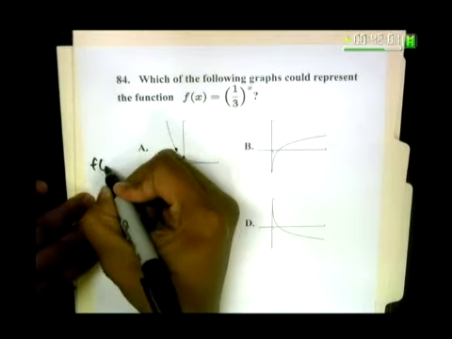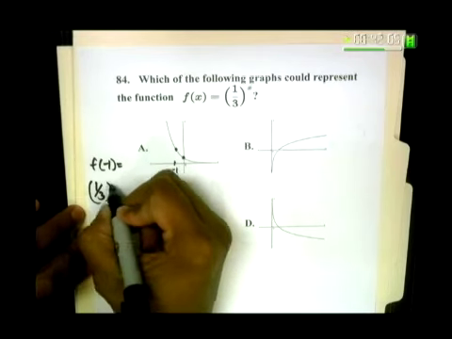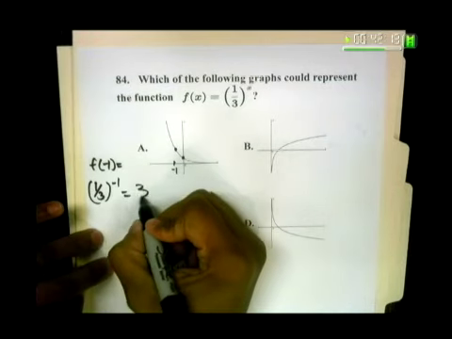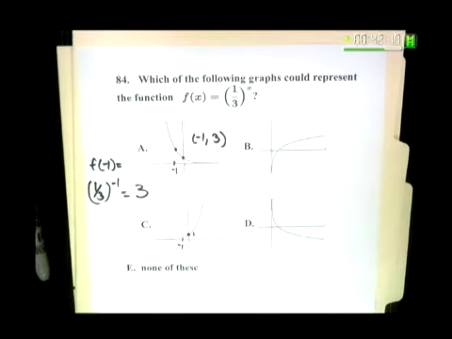What happens if I take f of -1 of 1/3? If I raise 1/3 to the -1, what do I get? 3. Okay, that means that there is a point (-1, 3) on the graph. All right, so which one would that be?